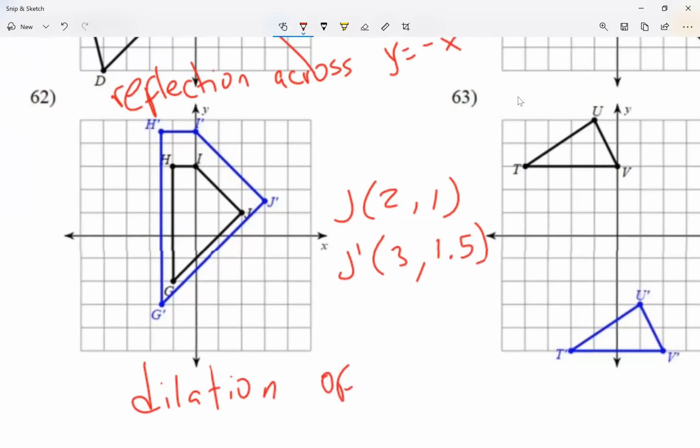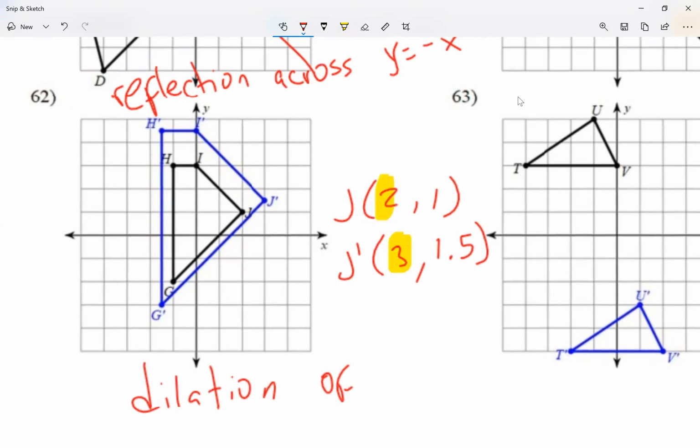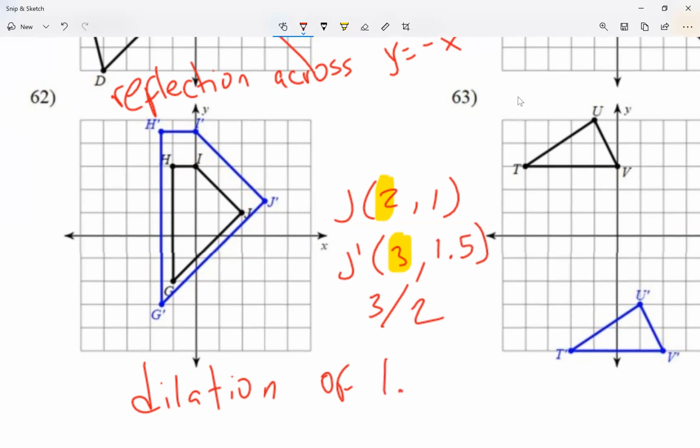of. Now, the way I'm going to find my scale factor, I'm going to use either my X values or my Y values. What I'm going to do is take the value from the prime divided by the original value. So if I'm using the X values, starting with the number from J prime, I'm going to go 3 divided by 2. Use a calculator if you need to. 3 divided by 2 is 1.5. So I have dilation of 1.5.